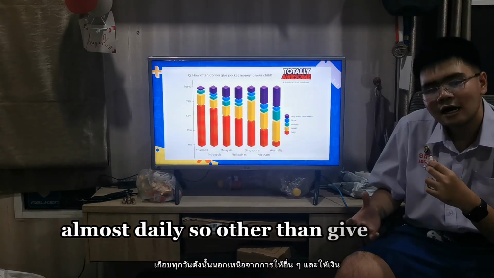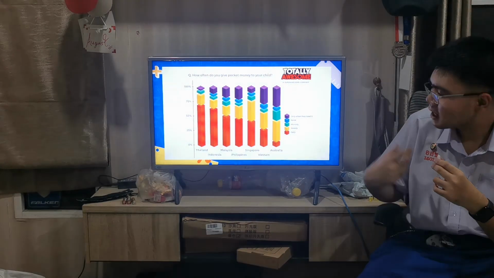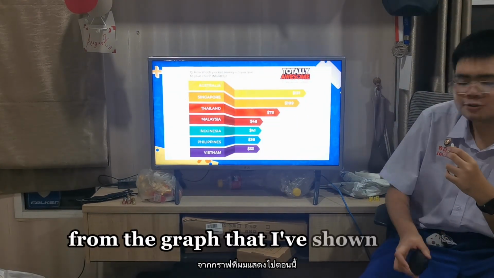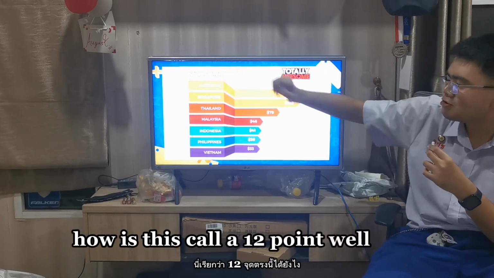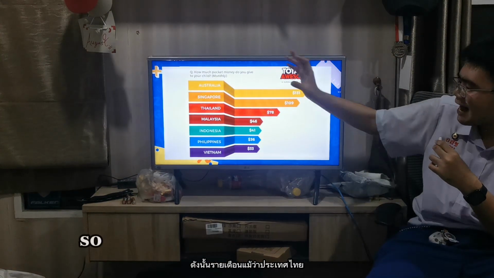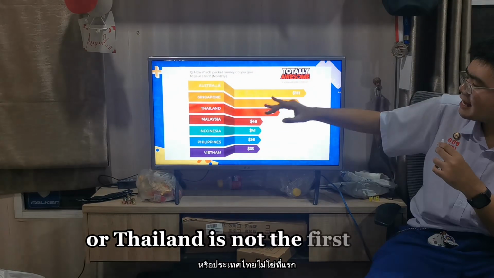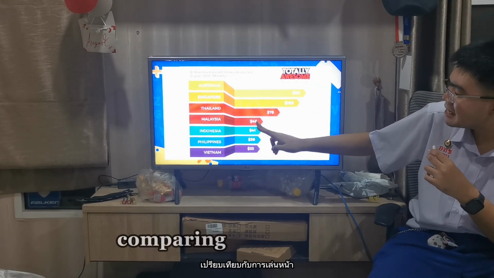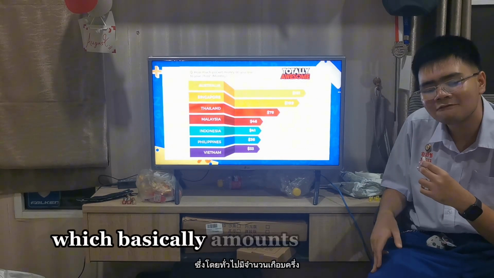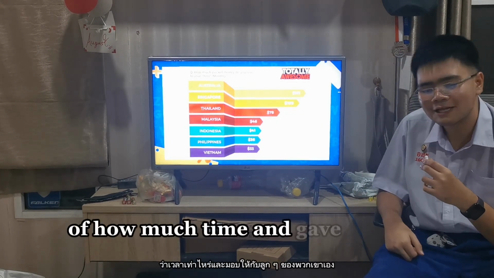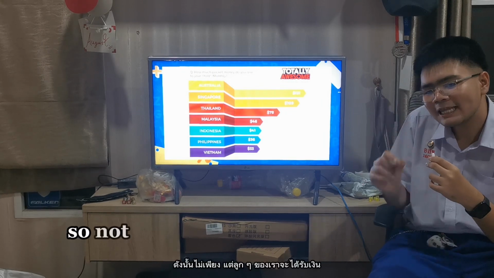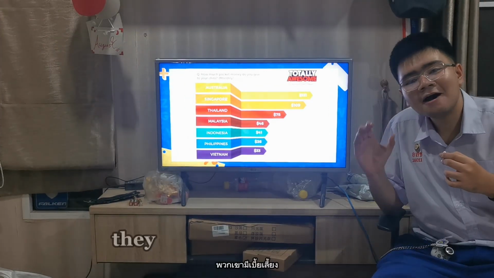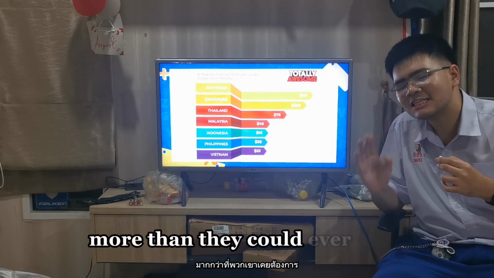So other than getting a lot of money, in fact, they also get it very frequently, as seen from the graph that I've shown. Now, how does this correlate to our point? Well, here: how much pocket money do you give to your child in a month? So monthly, even though Thailand is not in first place, it is still in third place with a whopping $80 in total, compared to the fourth place, Malaysia, which amounts to almost half of how much Thailand gave to their own children. So not only are our children getting money very frequently, they're also getting a lot of money. They are having allowances more than they could ever need.